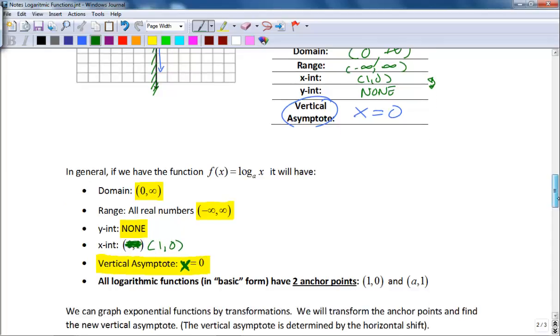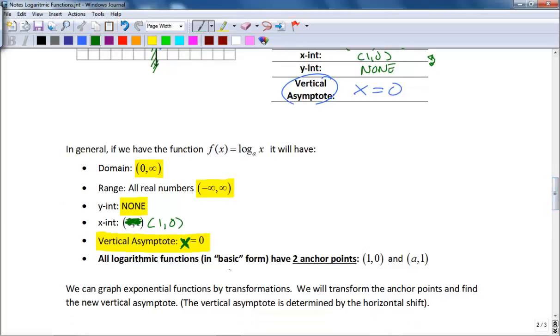And now, all logarithmic functions in that basic shape form, so no transformations, have two anchor points. What are those anchor points? 1, 0, and a, 1. For exponentials, what were our anchor points? Well, those were 0, 1, and 1, a. If you look here, what did we do?